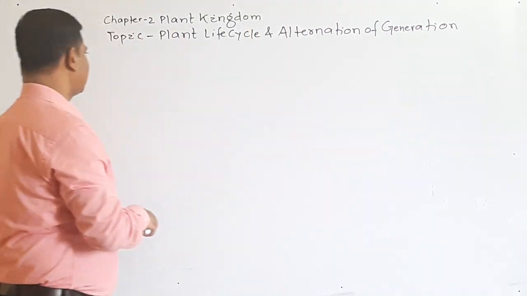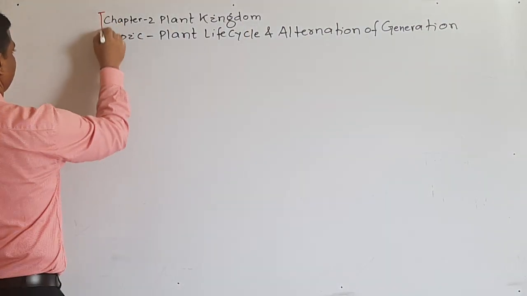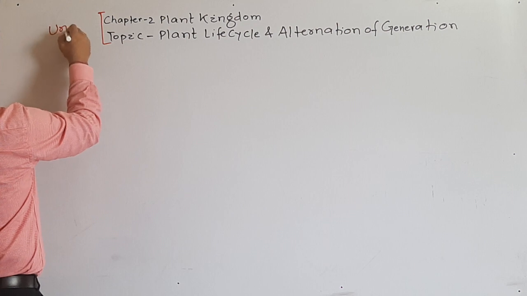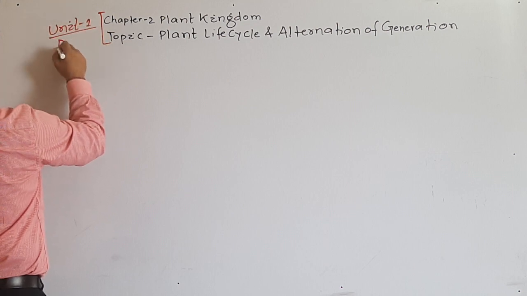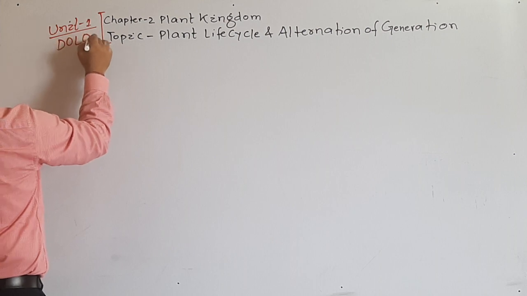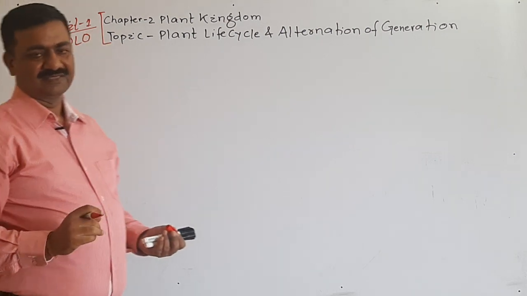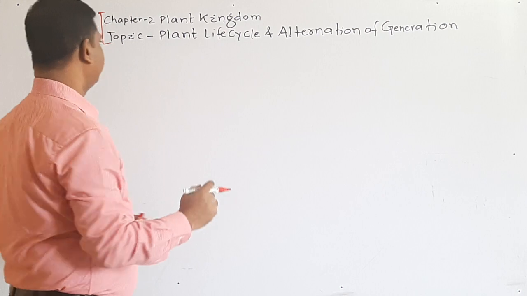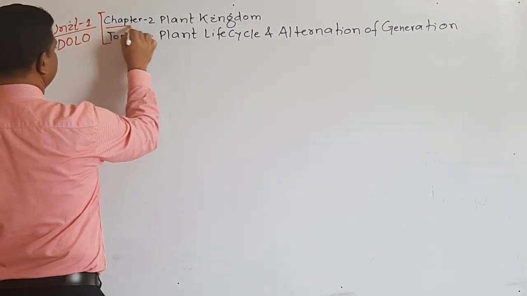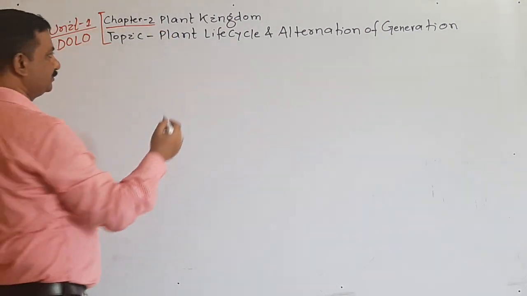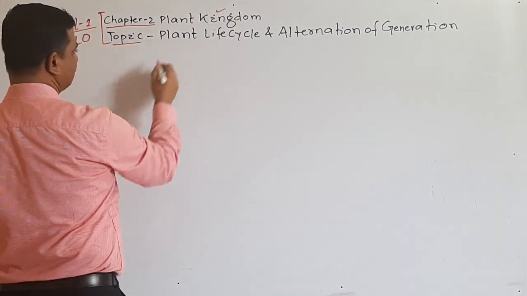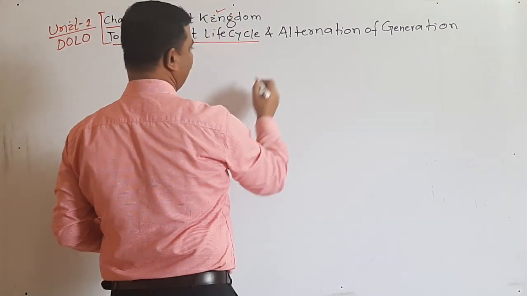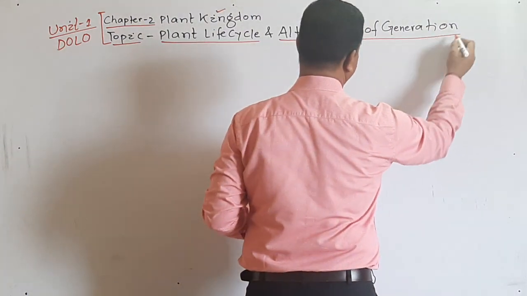Today we will study Unit 1. Yes, you all know about Unit 1. This is diversity of living organisms. In this unit, we will start Chapter 2, Plant Kingdom, and our topic is Plant Life Cycle and Alternation of Generation.